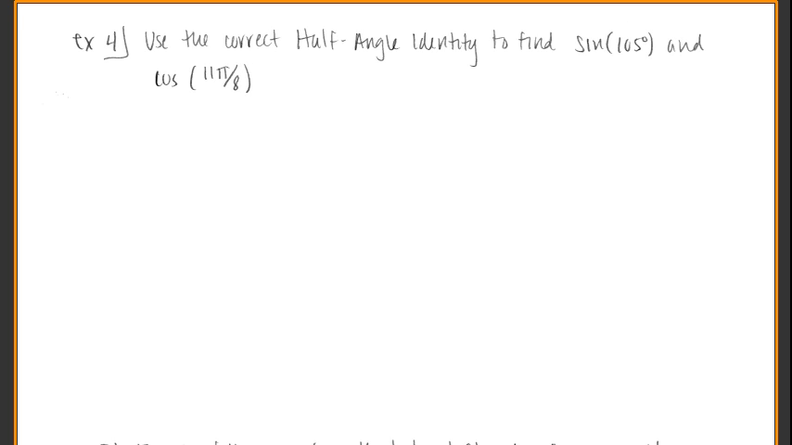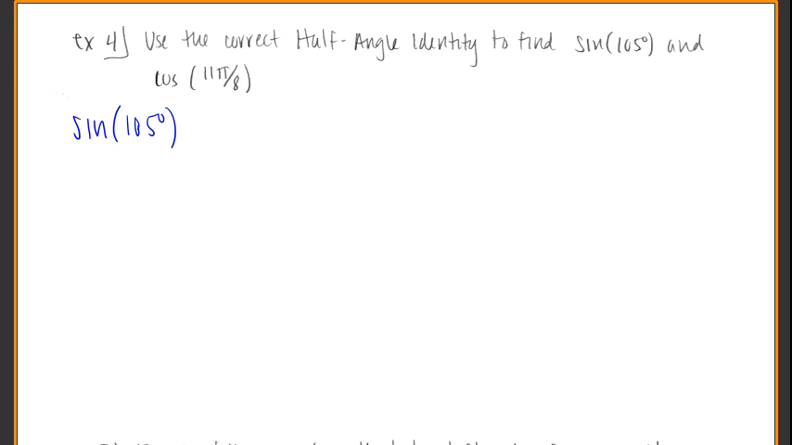Alright, so let's practice using some of our half angle identities some more. It wants us to find sine of 105. I don't know sine of 105. So let me ask you two questions. Do you know half of 105 or do you know double of 105? Well, half of 105 would be what? 52.5, so we definitely don't know that. And double of 105 is actually, what, 210? And we definitely know 210.